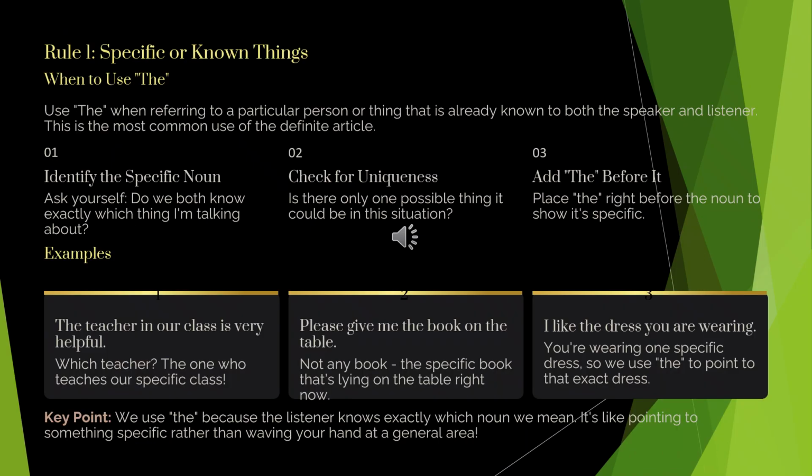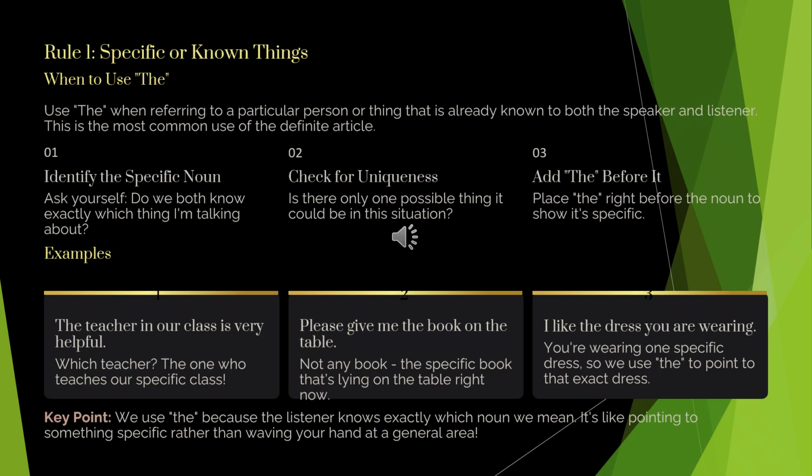When to use the? We use the when referring to a particular person or thing that is already known to both the speaker and listener. This is the most common use of the definite article. Identify the specific noun. Ask yourself, do we both know exactly which thing I am talking about? Check for uniqueness. Is there only one possible thing it could be in this situation? Add the before it. Place the right before the noun to show it's specific.